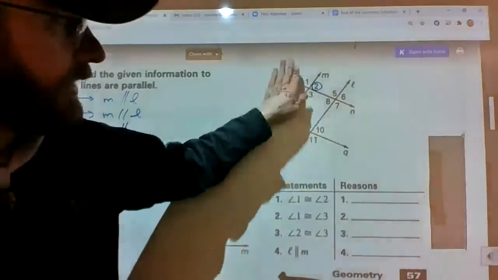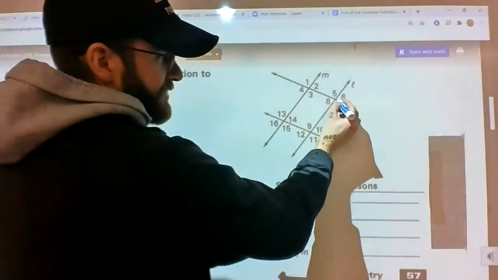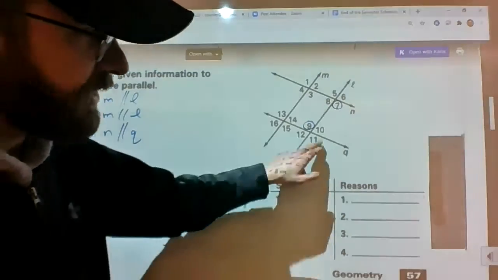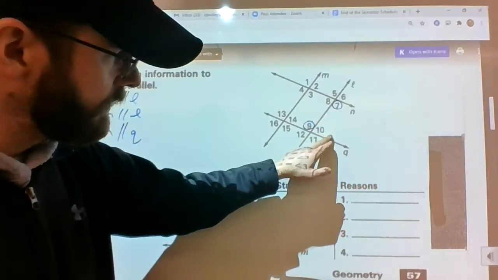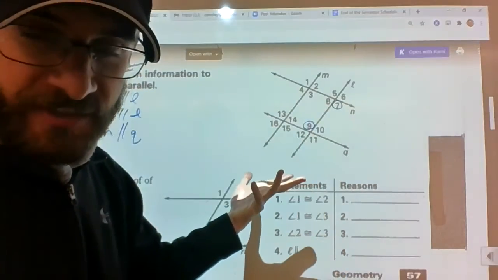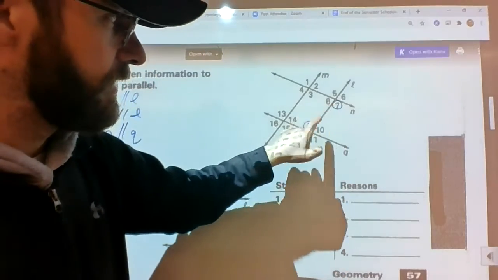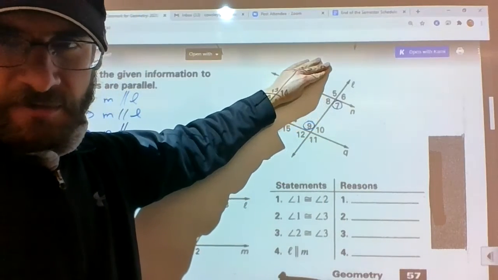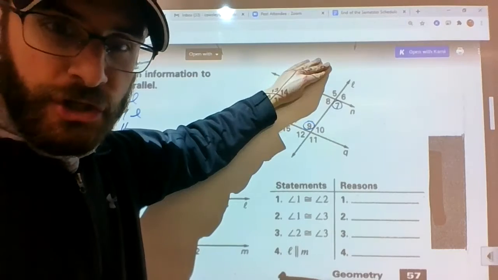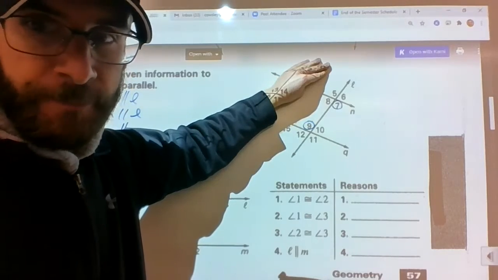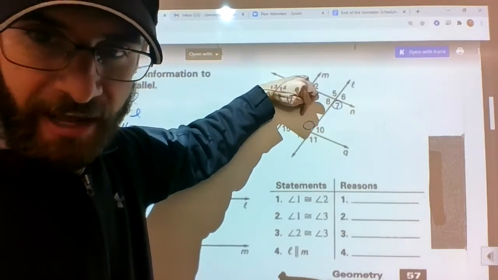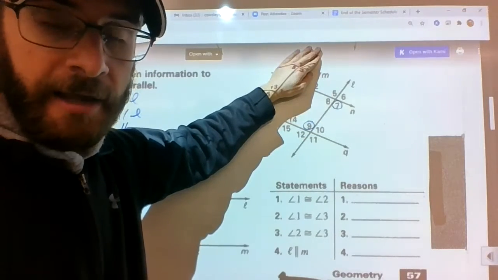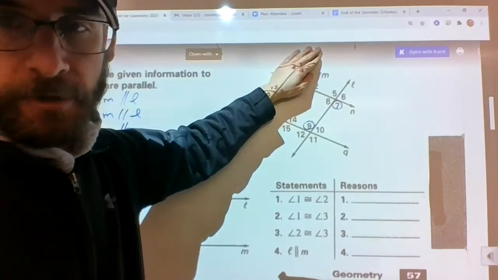All right, and then the last one, they're telling us that angle 7 and angle 9 are the same. Well, these are inside N and Q, and they're catty-corner. They're basically diagonals. So I could ignore line M in this situation, and it would show that N and Q are still parallel to one another because alternate interior angles are congruent when the two lines that they're created by are parallel.